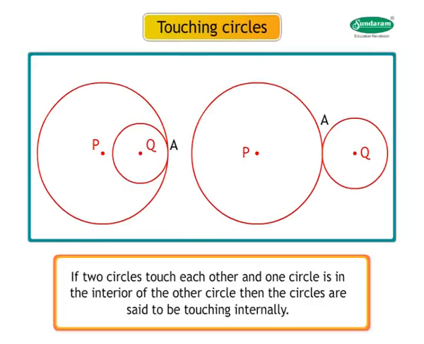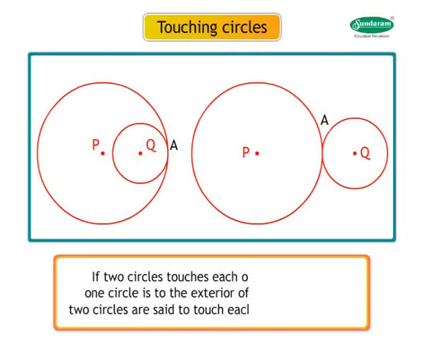If two circles touch each other and one circle is in the interior of the other circle, then the circles are said to be touching internally. Here, circles with center P and Q touch each other internally at point A.